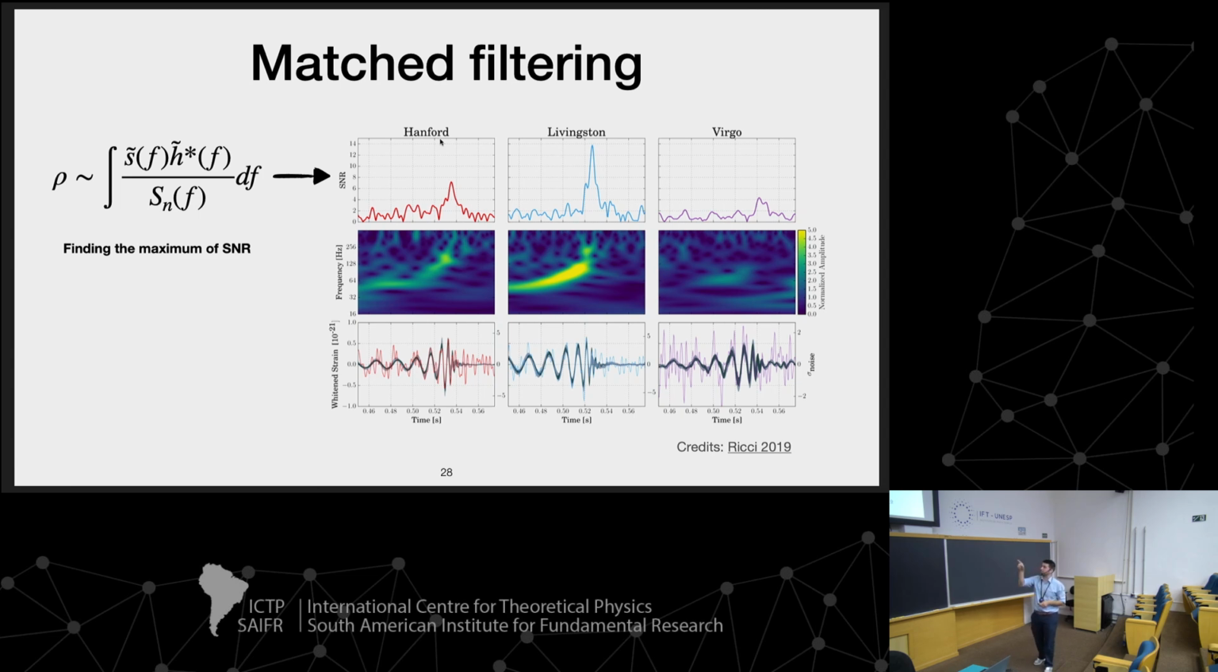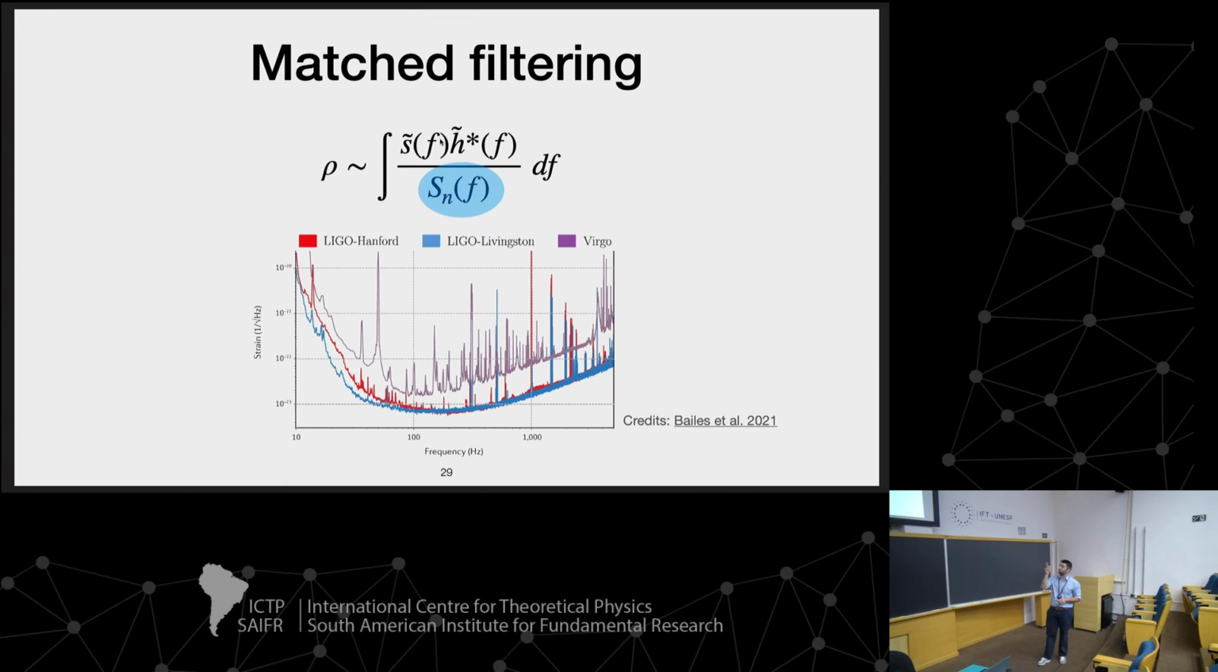But let's break it down. What you're evaluating is that integral over frequency there, and I want to look at it carefully. The first thing that you have in the integral is the denominator. That takes into account the detector noise, so how sensitive your detector is to a given frequency. And usually it is represented with a PSD, the power spectral density, and this is what I'm plotting here.